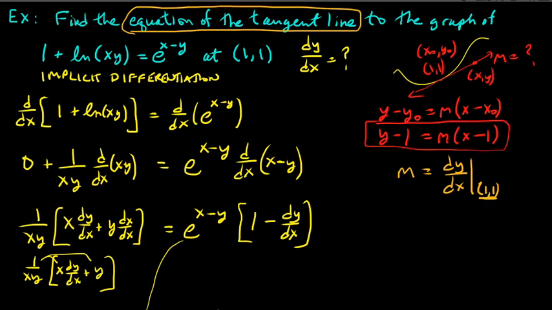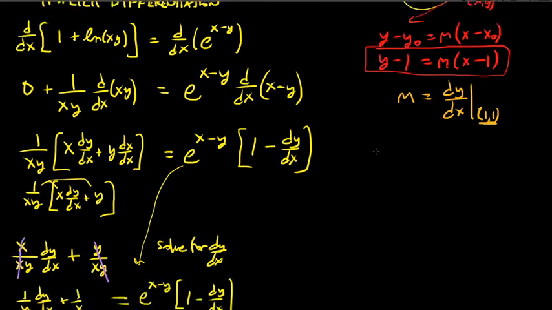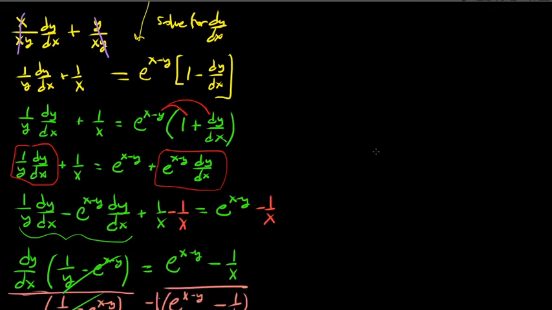If x and y are both 1, log of 1 is 0. So you get 1 plus 0 on the left, and e to the 1 minus 1 is 1, so 1 equals 1. So there is a point on the graph here. So it should have a tangent line. It should have a tangent line.